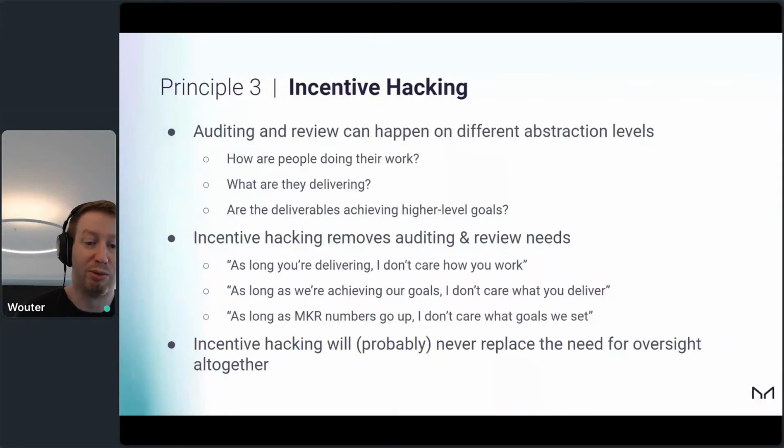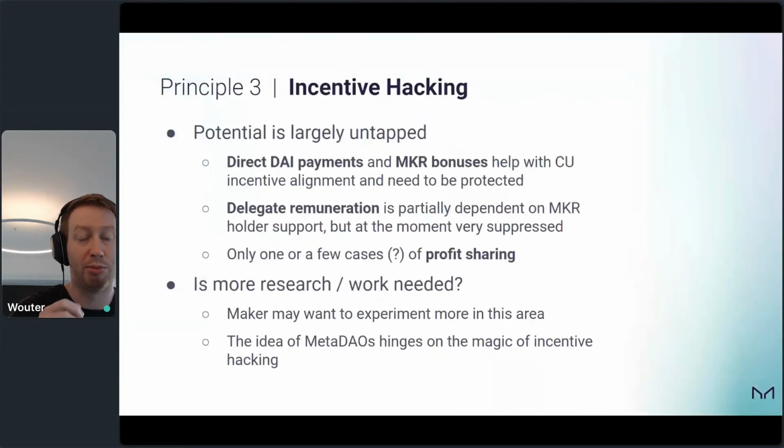I do think incentive hacking will probably never replace the need for oversight altogether, but we can definitely do more to experiment with this. So the potential is largely untapped, I think. We have direct DAO payments, so you're paid directly by the DAO as a core unit member. That is a clear incentive, and you also have an MKR bonus, so your success depends directly on the success of the MKR token, and so that obviously helps as incentive alignment.